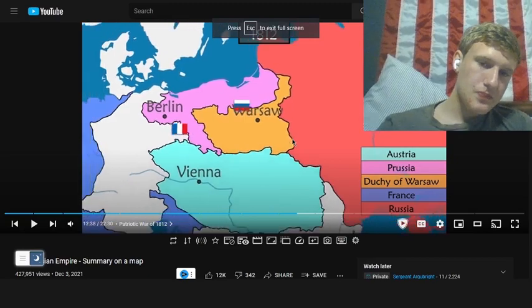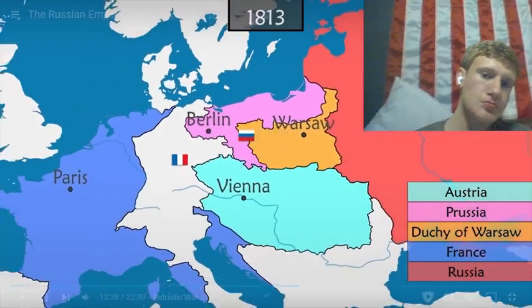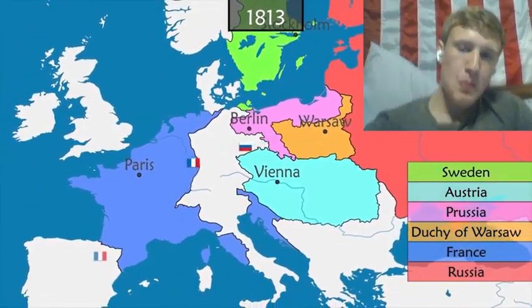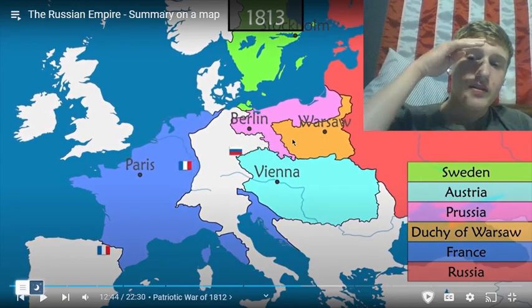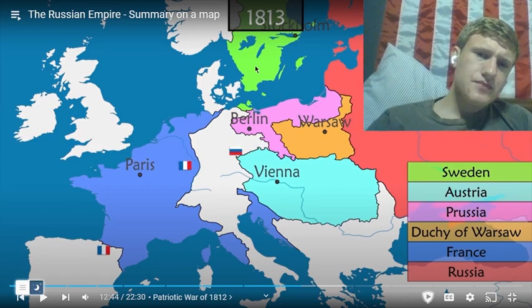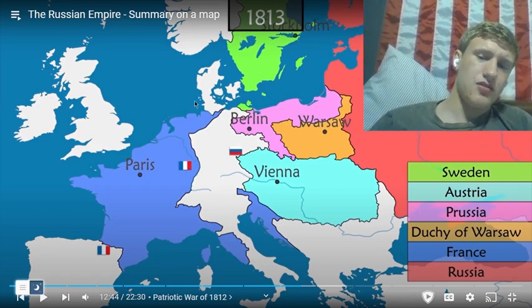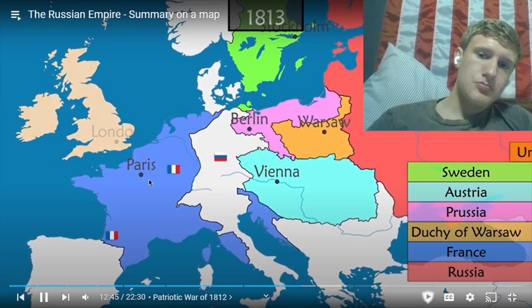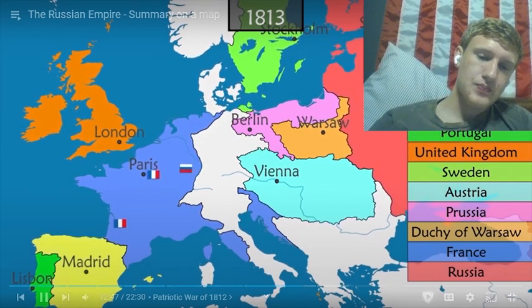But Alexander I continues the war in Europe, and he's joined by Prussia, Austria, and Sweden, while the French are driven out of Spain by the English, Portuguese, and Spanish armies. Oh yeah, Sweden. Fun fact, the leader of Sweden at this time was actually a former marshal of Napoleon.